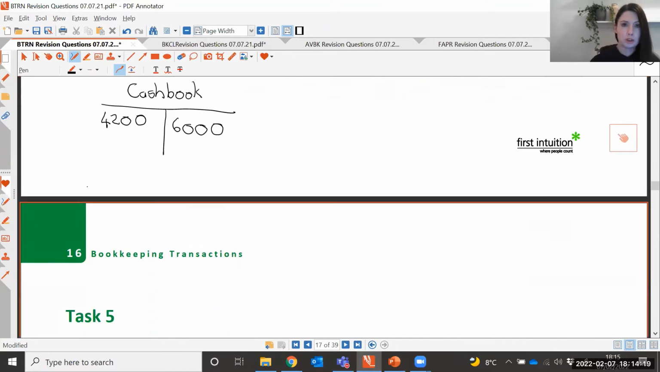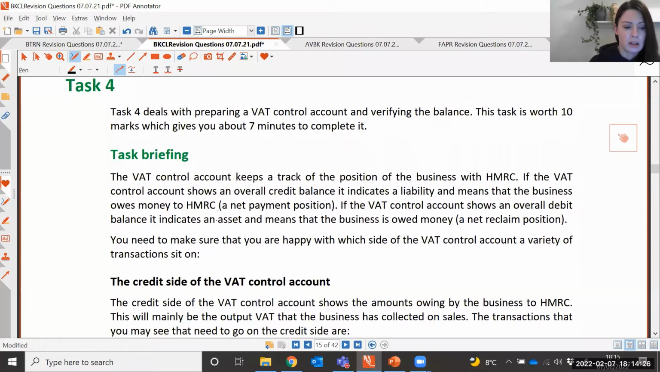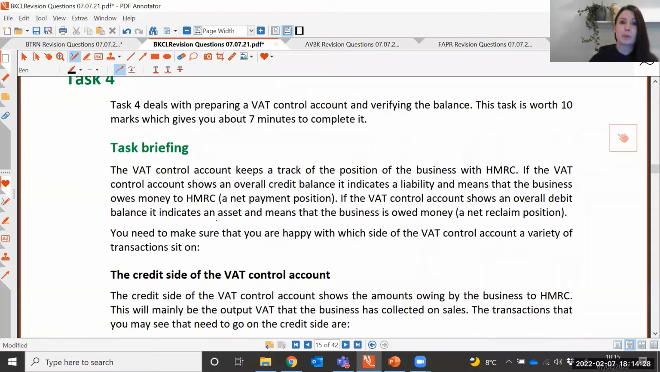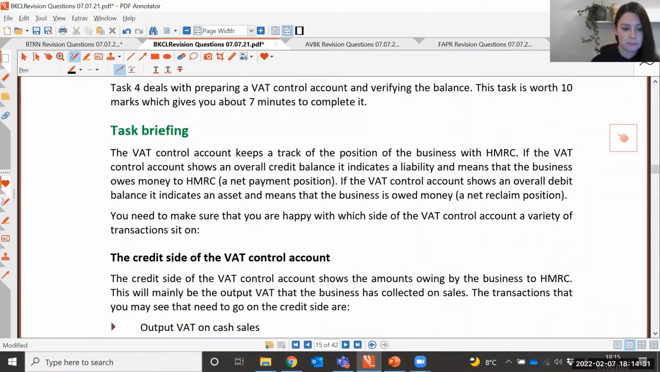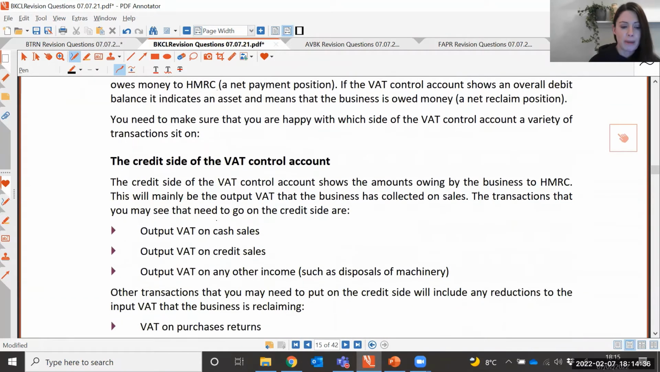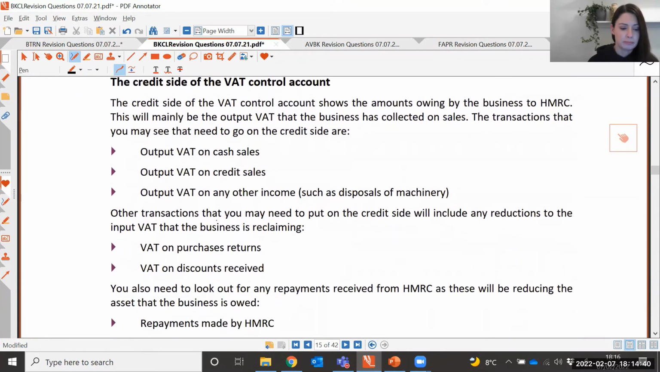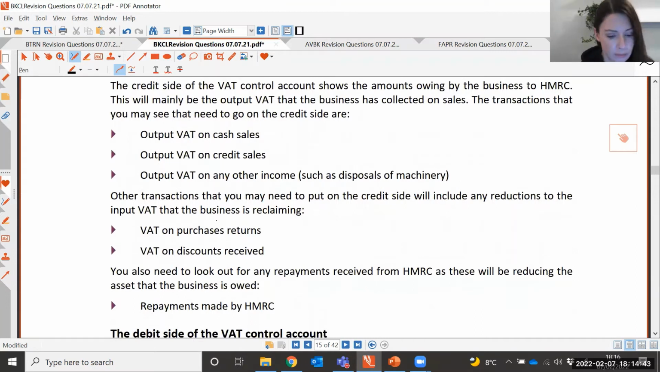Okay, so we're going to move on to bookkeeping controls now. Okay, so in this task, we're looking at the VAT Control Account. Now, remember that the VAT Control Account is a liability account. So it is a liability account.